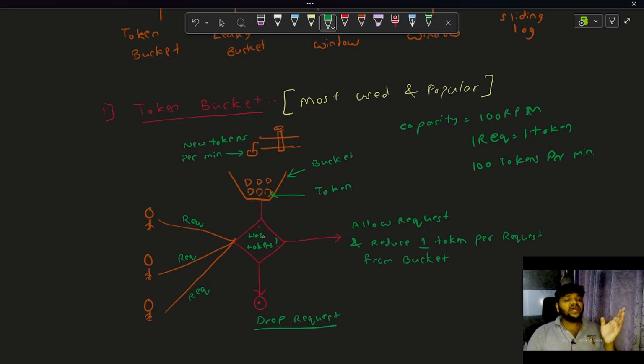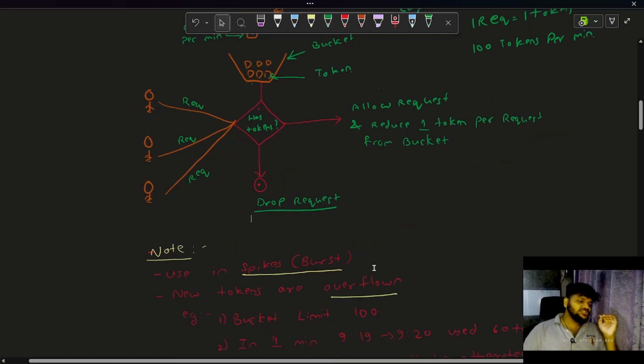Now what would happen? After 1 minute, refilling of the tokens is going to happen. There were 100 tokens, those all got exhausted. After 1 minute, 100 new tokens are going to be added. This is how the token bucket algorithm works. Now let's look into some notes on it.